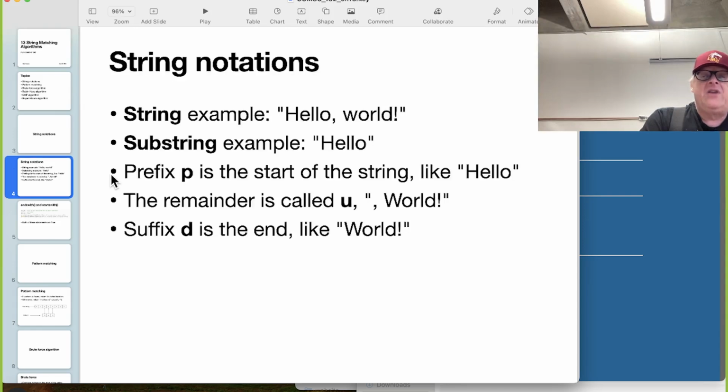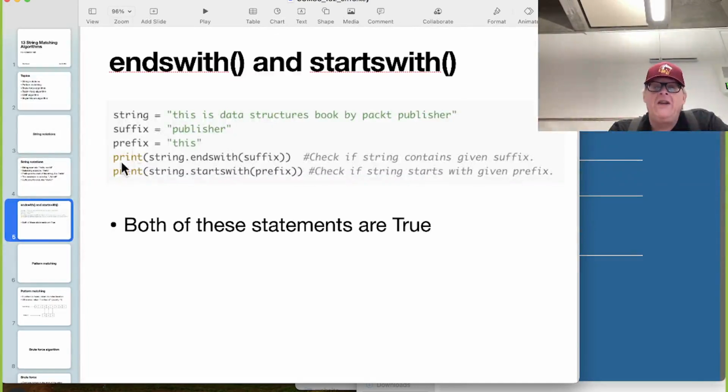So the notation is simple. You have a string and you have a substring. P is the prefix of the string. The remainder is called U. Doesn't really matter, actually. We're not going to use these definitions much in how we talk about these things. This was kind of interesting. There is something called ends with and starts with in Python, which I didn't know, a way to pick parts of a string out. Sort of interesting.